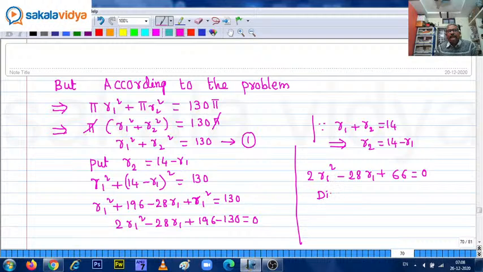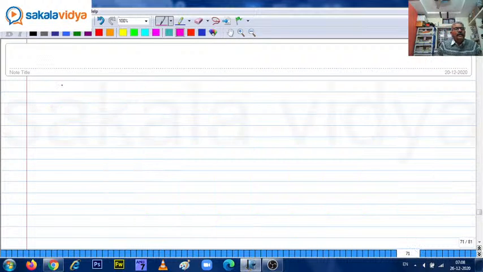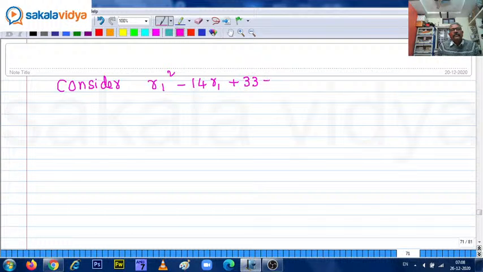So divide throughout by 2, so that we get R1 square minus 14 R1 plus 33 equals 0. So we need to solve this quadratic equation. Now consider R1 square minus 14 times R1 plus 33 equals 0.